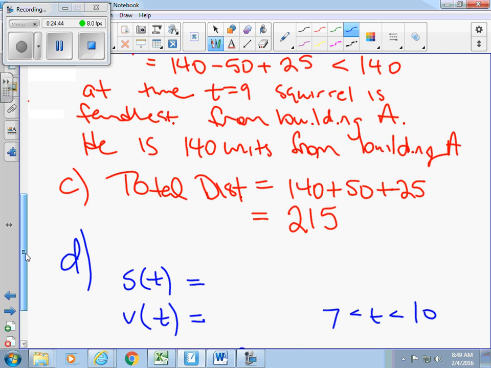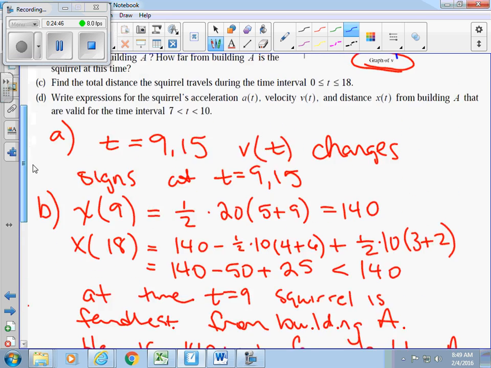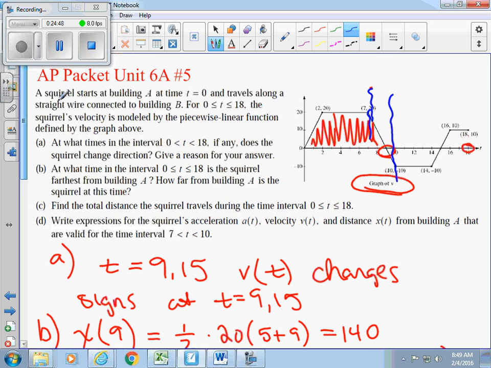Velocity. Well, we know the slope. We just need to find the y-intercept, right? Two ways you can do that. You could solve for b, or you can do y minus 20 equals negative 10 times x minus 7. We can use either point. When you add over, it'll come out the same. Negative 10x plus 70 plus 20, so plus 90.